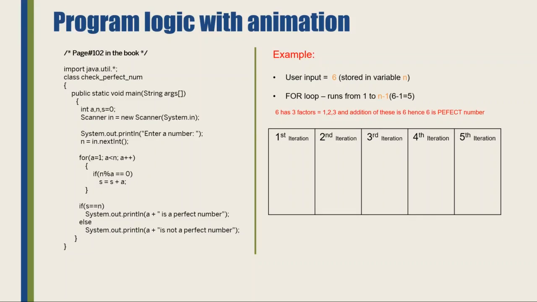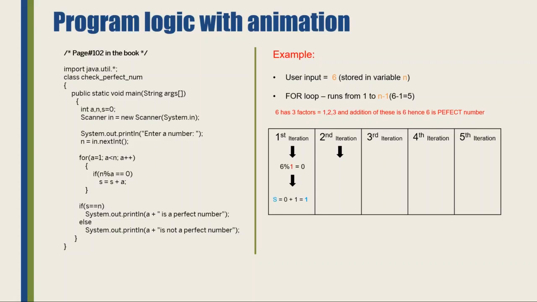I would like you to pay attention to the right side of the screen, where we have the program logic explained with animation. Let's see in the animation how the program finds if an entered number is perfect or not. We have taken the user input as 6 and the main logic is in the for loop which runs from 1 to 5. Look at the first iteration in the for loop. The divisibility of 6 is checked using the modulus operator. If the check is passed, the number is added to variable s.